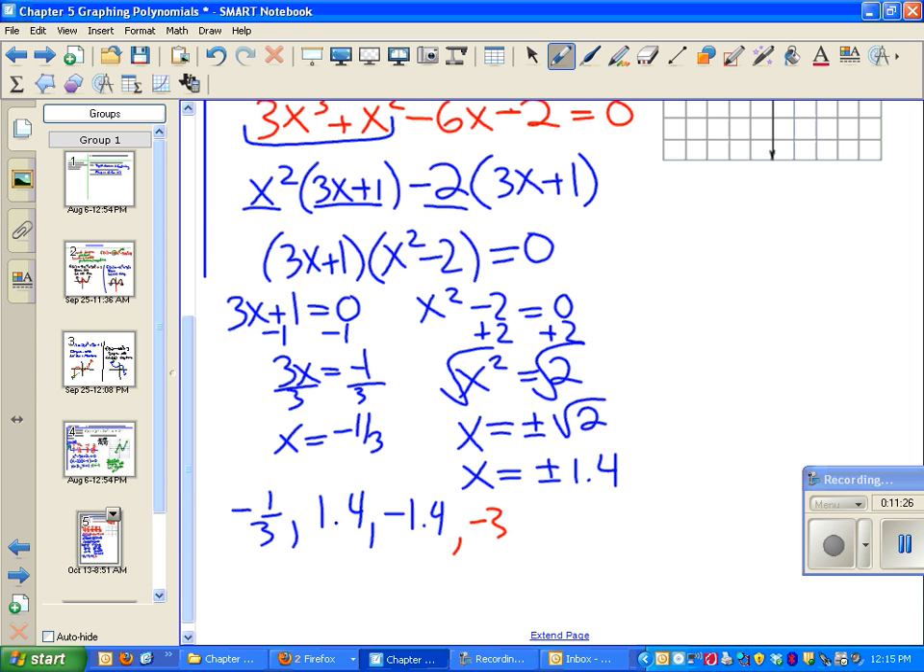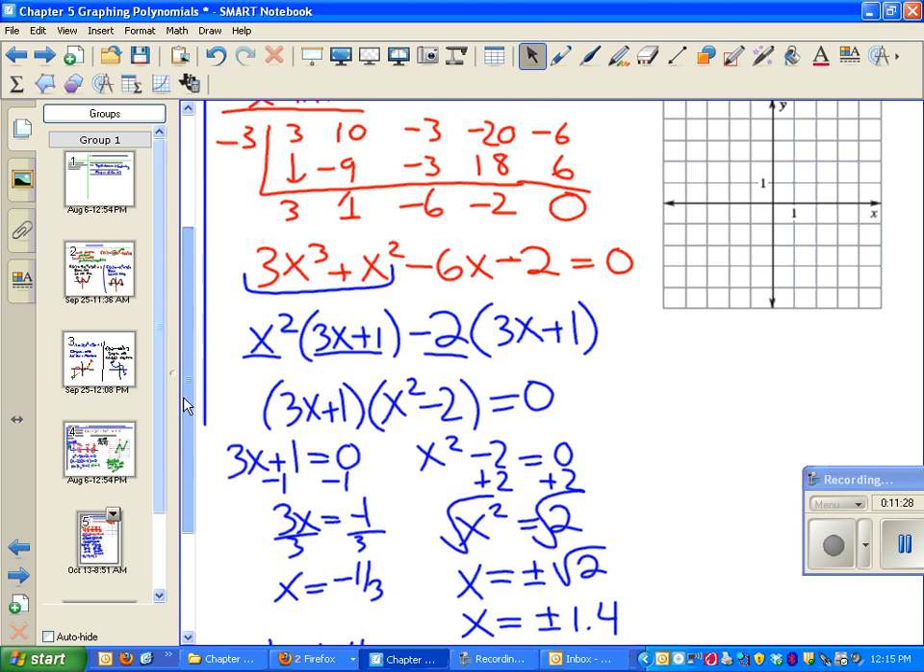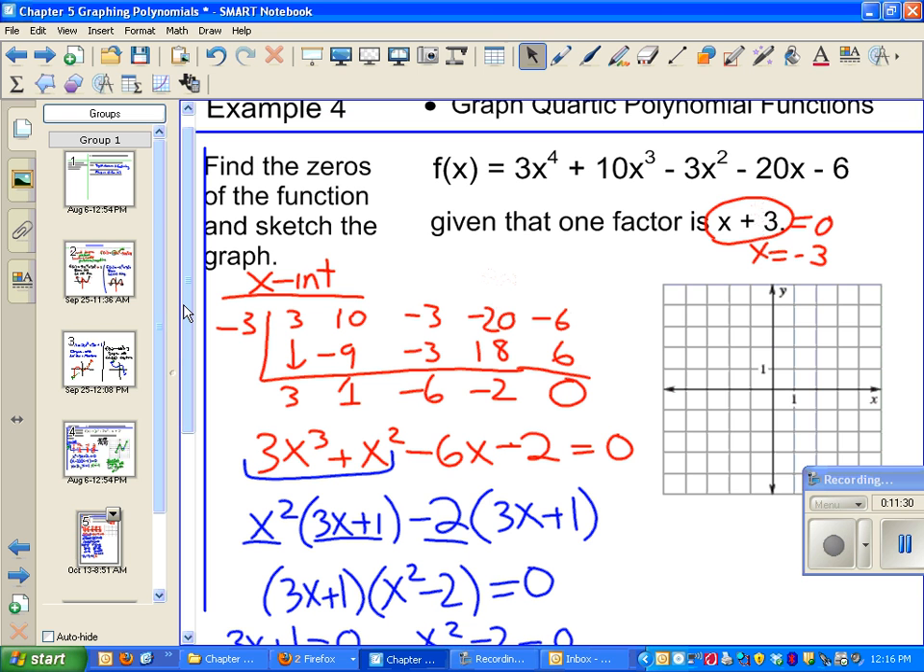Okay, so we'll come back to those when we graph. The y-intercept: when I plug in 0 for x, I'm going to get that last number of negative 6. And then my end behavior, which we'll do down here.